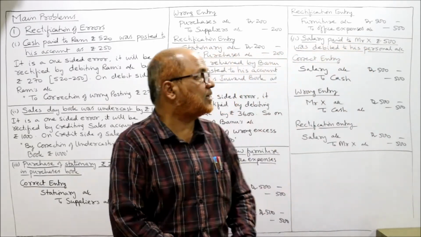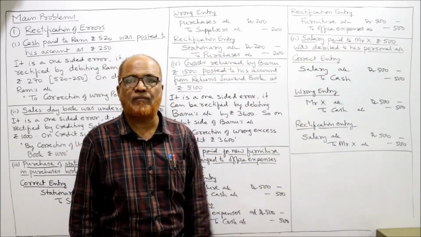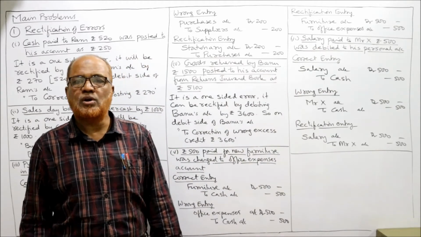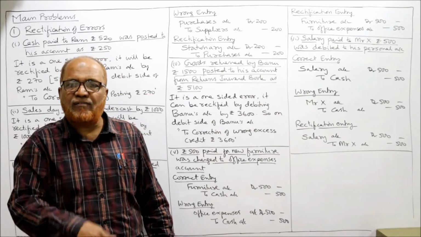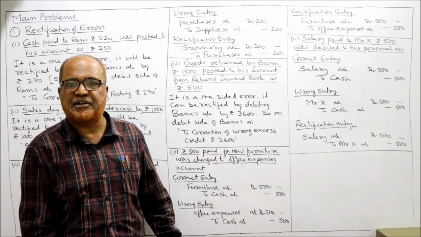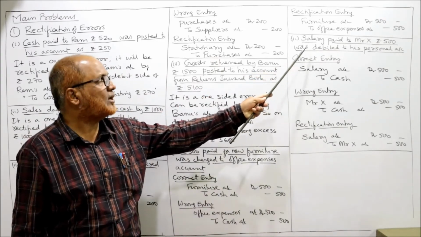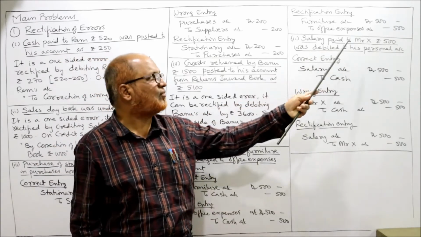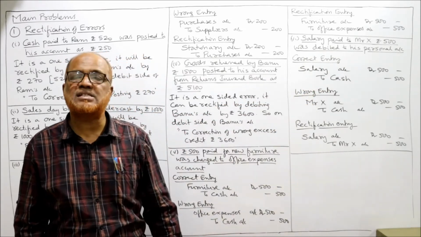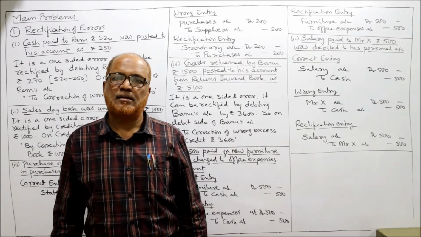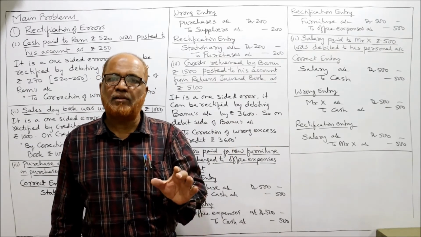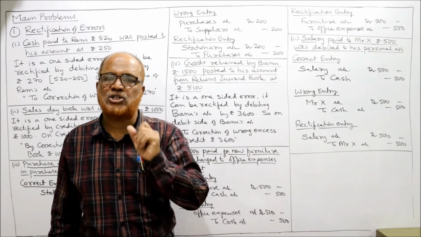You can see here, furniture account debit to office expense account. So earlier we had not debited furniture, now we debit it. By mistake office expense was debited, now we'll credit it. That's all. Last point: salary paid to Mr. X, 500, was debited to his personal account. So the correct entry will be salary account debit to cash account.